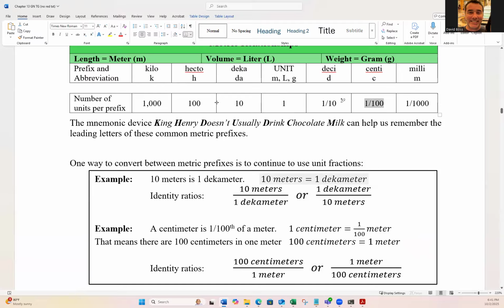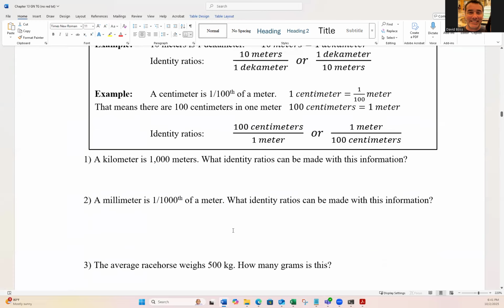If you want to go from hectometers to millimeters, you're going to divide by 1,000 and also divide by 10 and then divide by another 10. I'm sorry, you just divide by 100, then divide by 1,000. We'll get to some examples of this. Okay, let's move down.